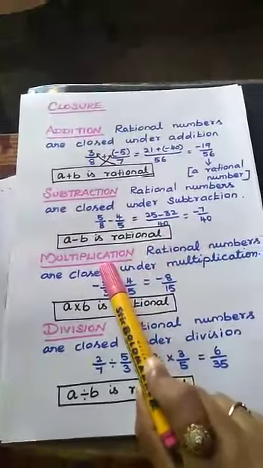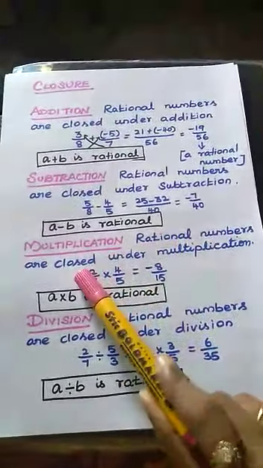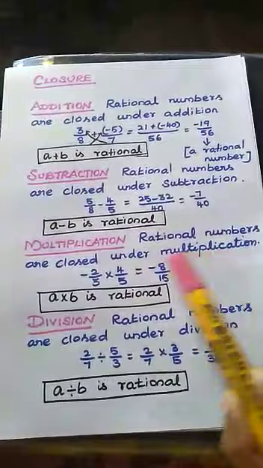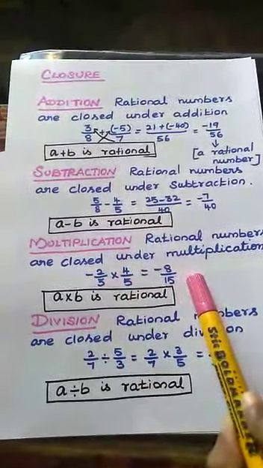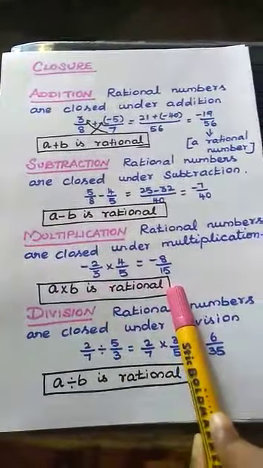Then the next one is multiplication. Rational numbers are closed under multiplication. Take any two rational numbers, multiply the values, and again you get a rational number. So a into b is rational.